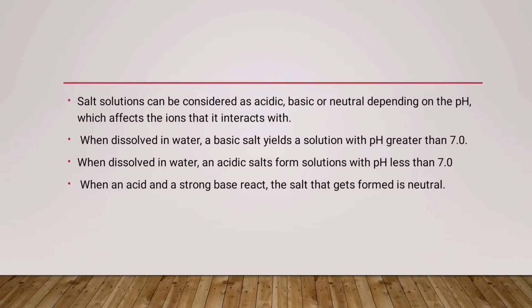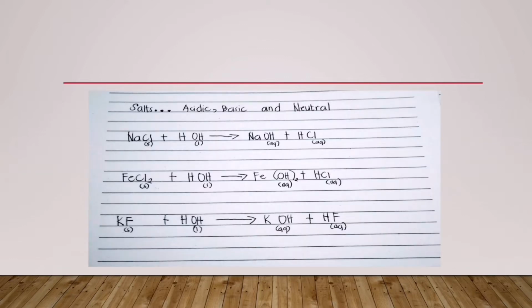Salt solutions can be considered acidic, basic, or neutral depending on the pH, which affects the ions that it interacts with. When dissolved in water, a basic salt yields a solution with pH greater than 7. When dissolved in water, an acidic salt forms a solution with pH less than 7. When an acid and a strong base react, the salt that gets formed is neutral. So here's an example. We can determine that salt solutions can be acidic, basic, and neutral.